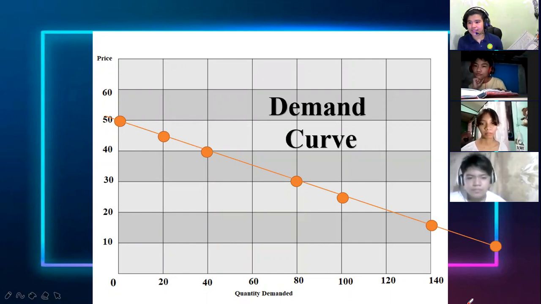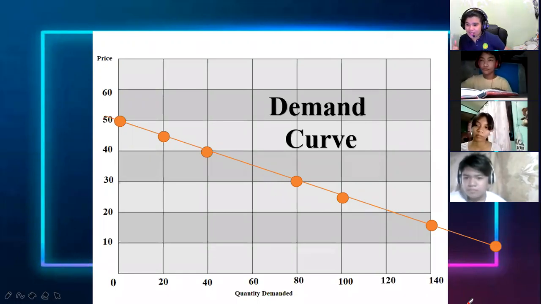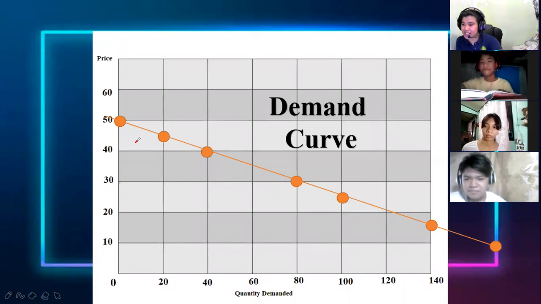Okay? You're okay with it? So basically, that's the demand curve. Yes, Paul, you're raising your hand. Okay, Paul? Not okay? Oh, yeah. Okay na, okay na. Okay, sige.